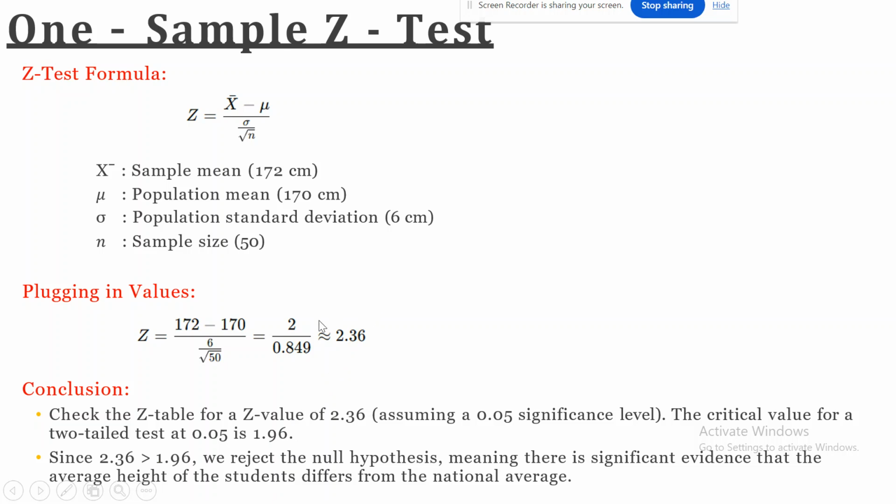Wait a second, sorry, I made a mistake. So if we check the z table for a z value of 2.36, and I already have a significance level of 0.05, we will compare it with 1.96. For the 0.05 significance level which we used before, the critical value is 1.96. Earlier we compared whether the p value is greater than 0.05 or not; here we will use 1.96. So we check if 2.36 is greater than 1.96, and if so we reject the null hypothesis. If it is less, then we accept the null hypothesis.